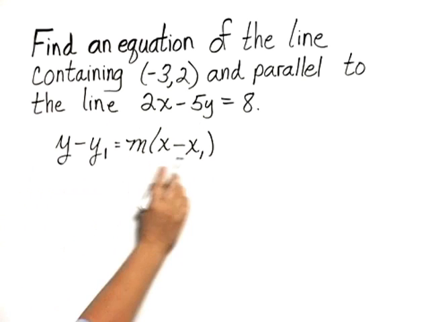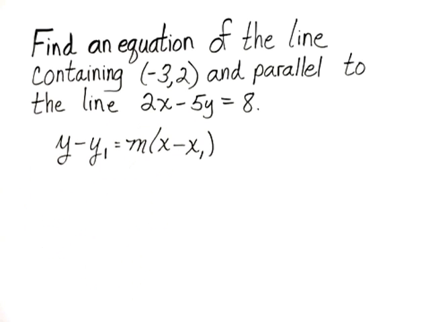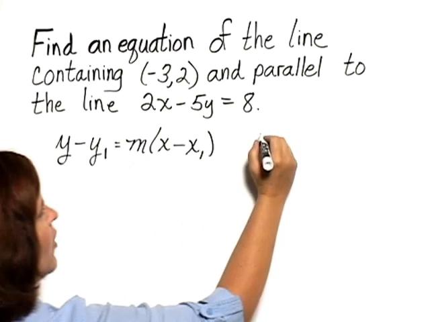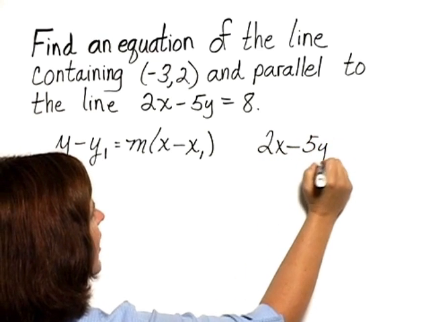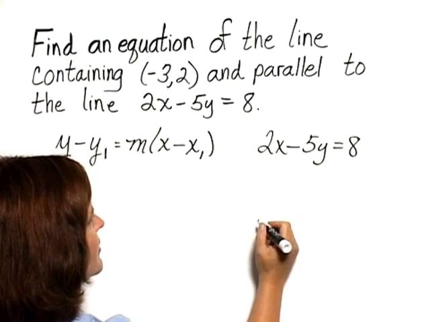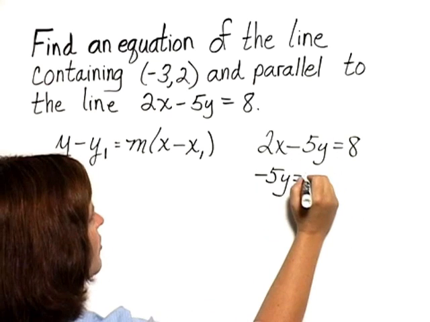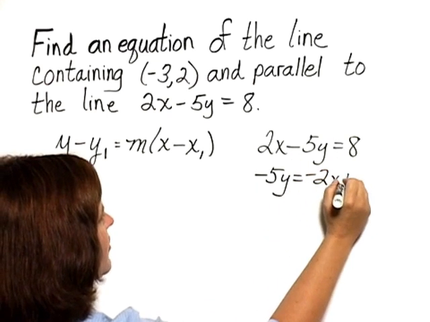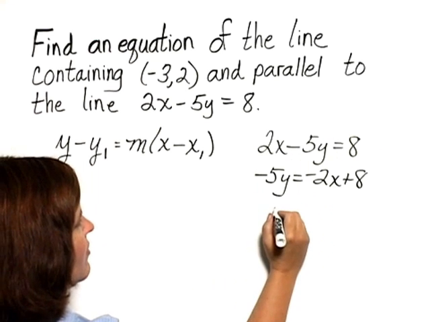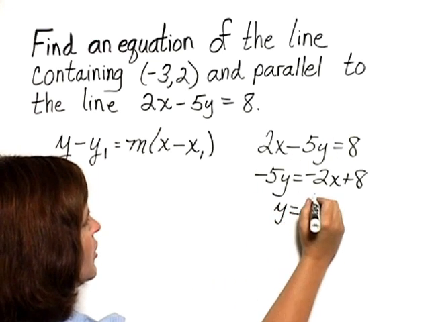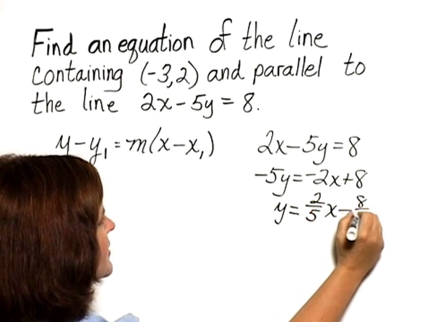So in order to fill in the information in here, we need to find the slope of 2x - 5y = 8. So let's solve for y in there. 2x - 5y = 8. Subtracting 2x from both sides, we have -5y = -2x + 8. And then multiplying every term by -1/5, we have y = 2/5 x - 8/5.